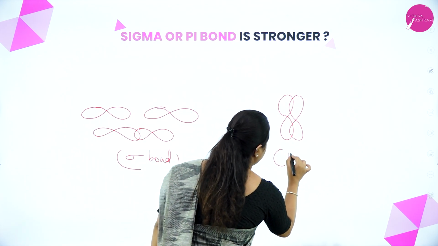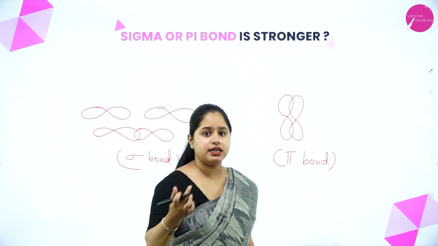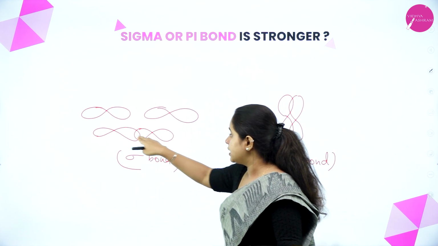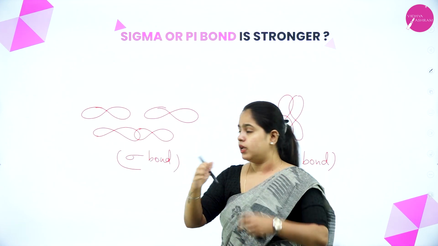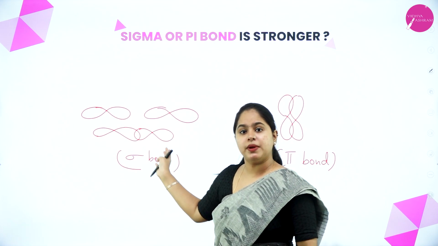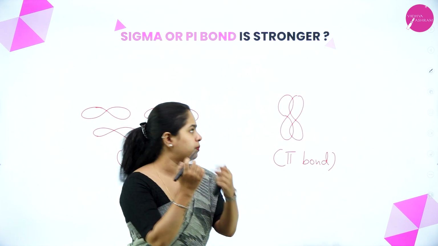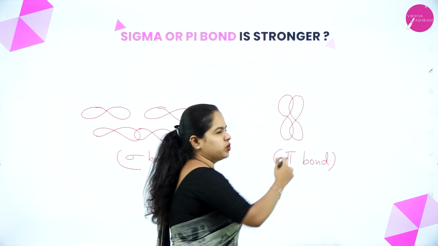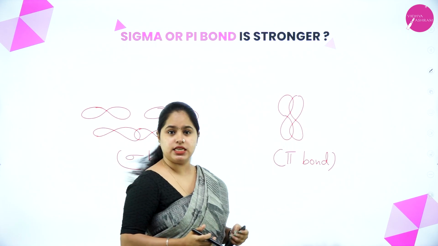And this is a pi bond which is formed here. Now from here itself you can understand which one will be stronger. Yes, here the extent of overlapping is more. Right, it is head on. That means the extent of overlapping is more here. But consider this one, it is sideways overlapping, which means only a very little area is getting overlapped. Right, the extent of overlapping is less in this case.